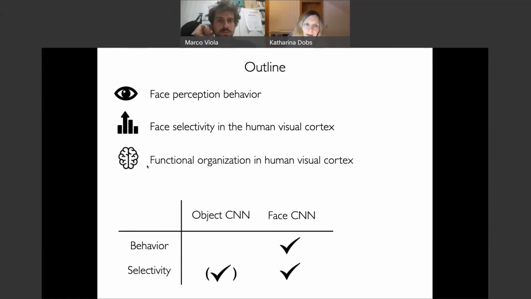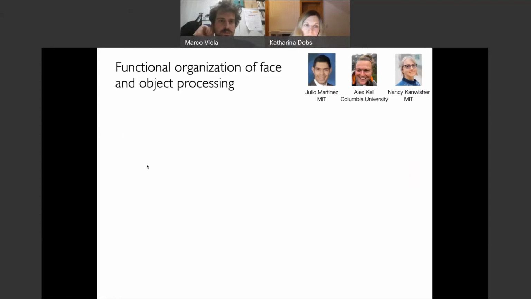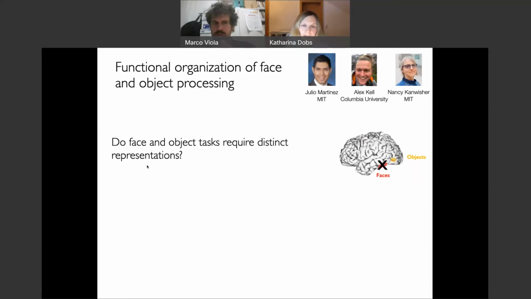visual cortex. And so we basically want to go one step further here in this project and ask about not just faces, but also the distinction of faces from objects, right? And this project was my major project in the last few years, together with Julio Martinez and Alex Kell at Columbia, and then Nancy Kanwisher, and we really wanted to understand why these systems are segregated in the visual system. Why do we have these face processing areas in the system, and why are they segregated from everything else?